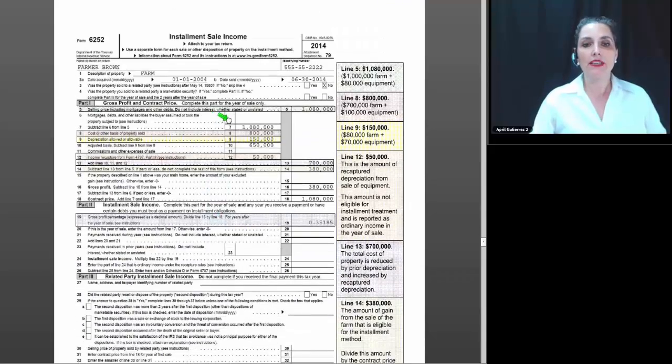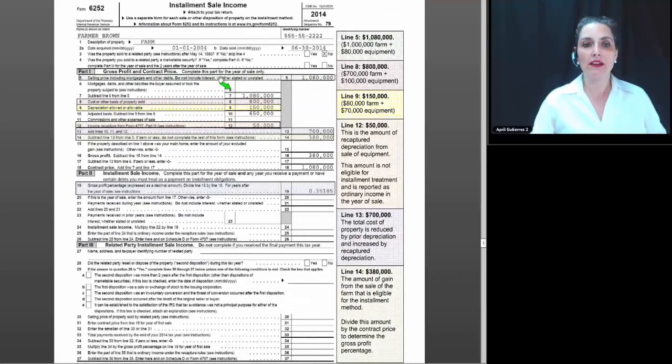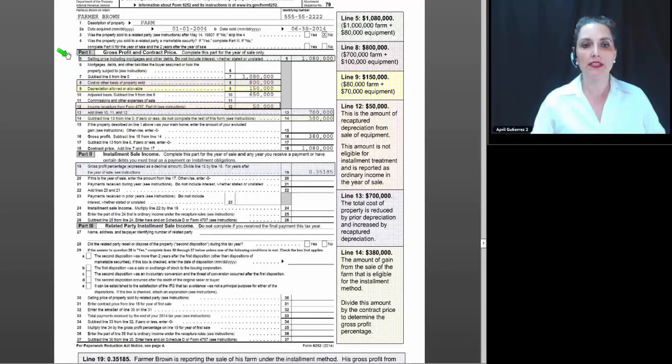So let's look at what 6252 looks like for Farmer Brown in the year of the sale. He has an installment sale, so he needs to report the sale on Form 6252. He begins by entering his name, a description of the property sold, and then he goes on to Part 1 of the form, shows the sales price. He shows his cost or other basis in the property sold. He shows the depreciation that was allowed or allowable on line 9 as a reduction to basis.